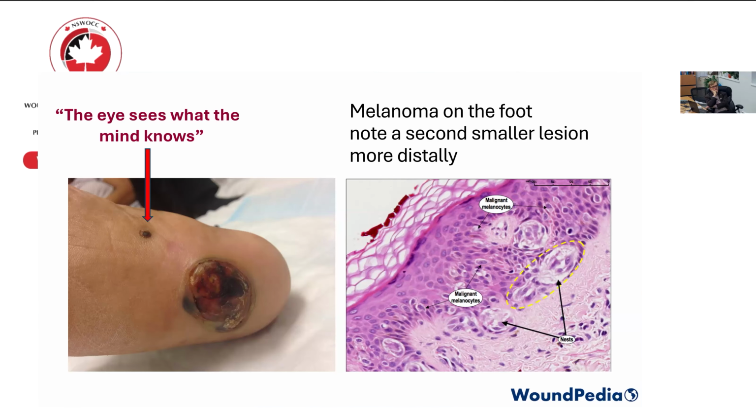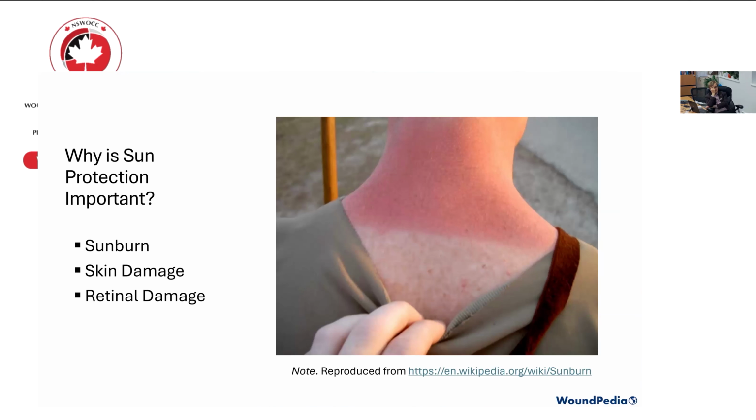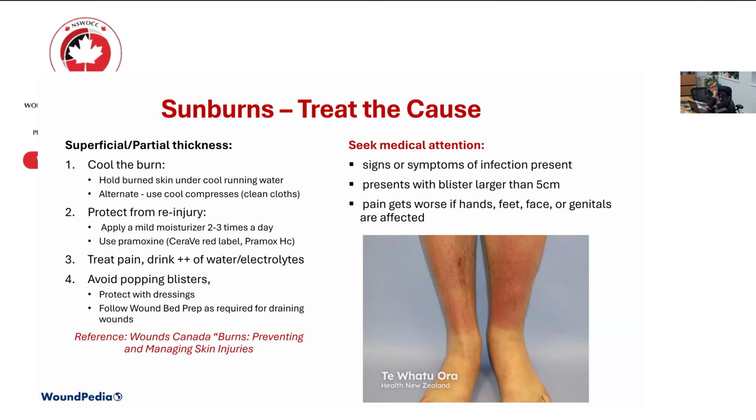Next one. Sunburn, sun damage, retinal damage, and using artificial lights to get a suntan. Lots of people end up in emergency if they don't protect their eyes. Next. And sunburns, cool the burn, protect from re-injury, treat pain, drink water, but also you need electrolytes and avoid popping the blisters. And seek medical attention if there's symptoms of infection, blisters larger than 5 centimeters, or pain gets worse, especially if hands, feet, face, or genital areas are involved.